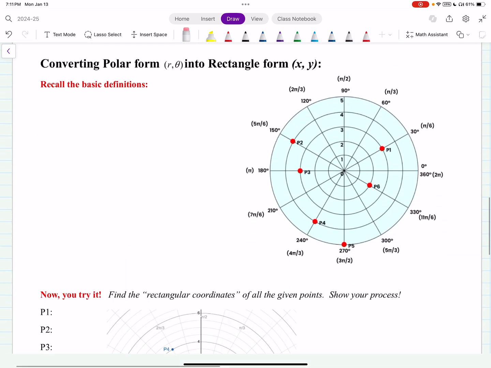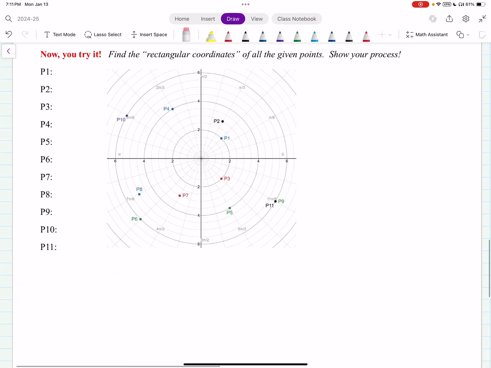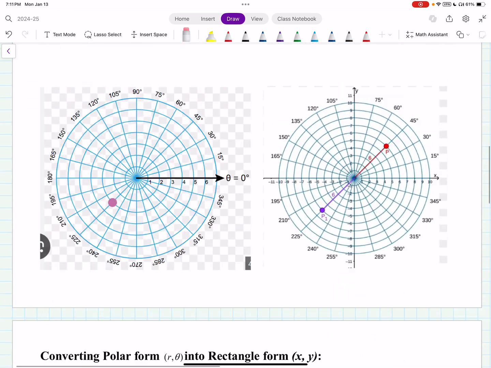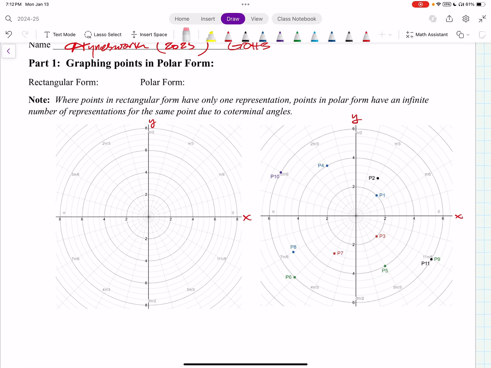Afterwards, we're going to convert. And then the third thing you're going to do is try it on your own and get some major practice, because it's one thing doing it with me or listening to me, it's another thing doing it on your own. You've got to practice. So let's get right into it.